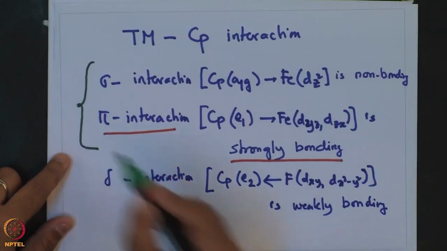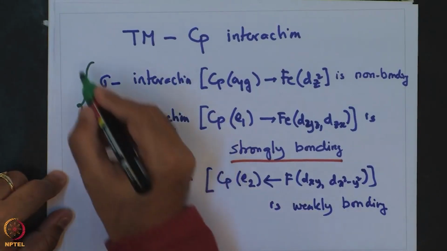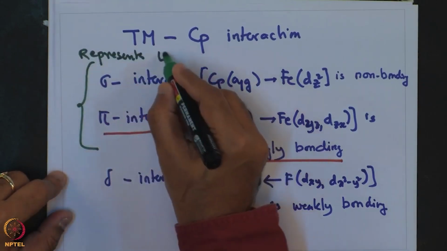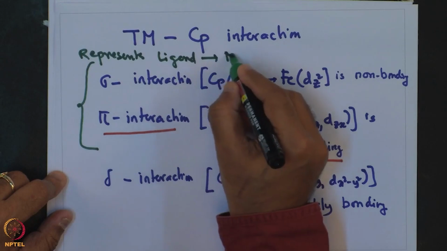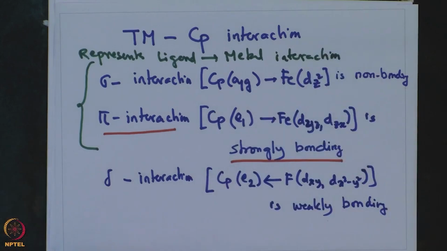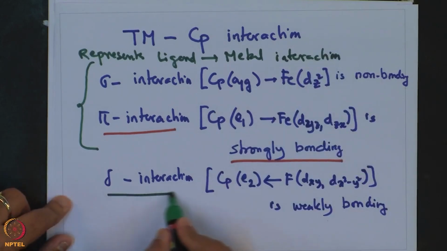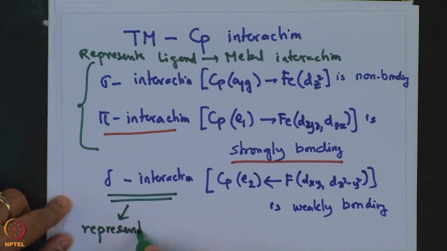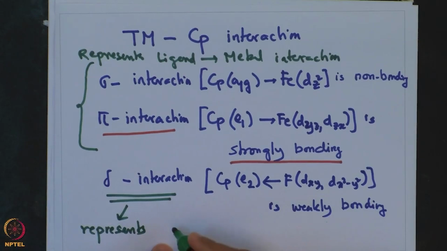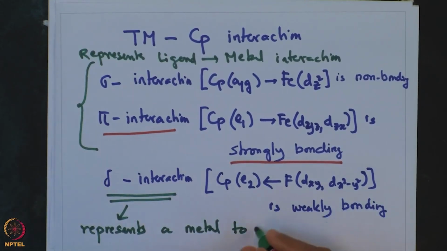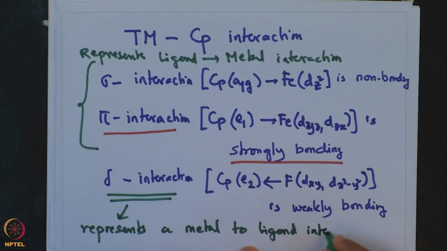Both sigma and pi represent ligand to metal interaction, whereas the delta interaction represents a metal to ligand interaction.